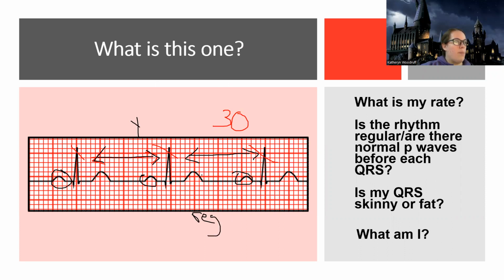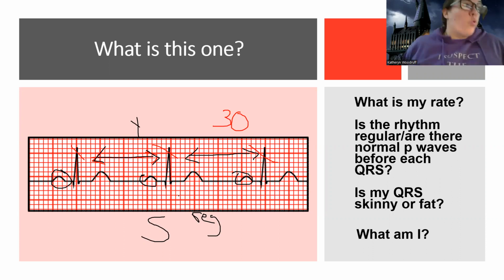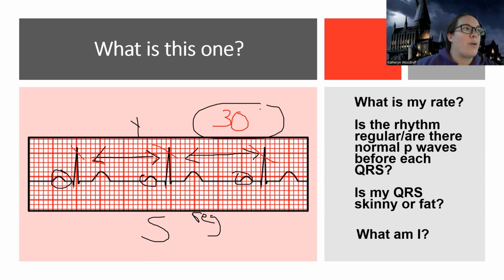Regular, and yes. And is it skinny or fat? Again, this is only 1 box, so it's skinny. So I have a skinny regular rhythm. The P wave is normal, so it doesn't look like I have a top of the heart or a bottom of the heart problem. If you have normal P waves and a skinny QRS, you have some sort of normal rhythm. But hey, wait, what's my rate? My rate's 30. So everything is normal, but it's a little slow. What do I have? We caught sinus bradycardia.